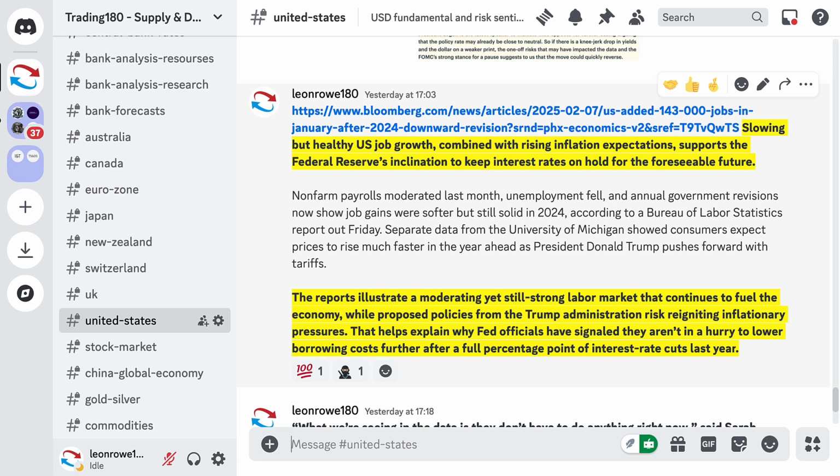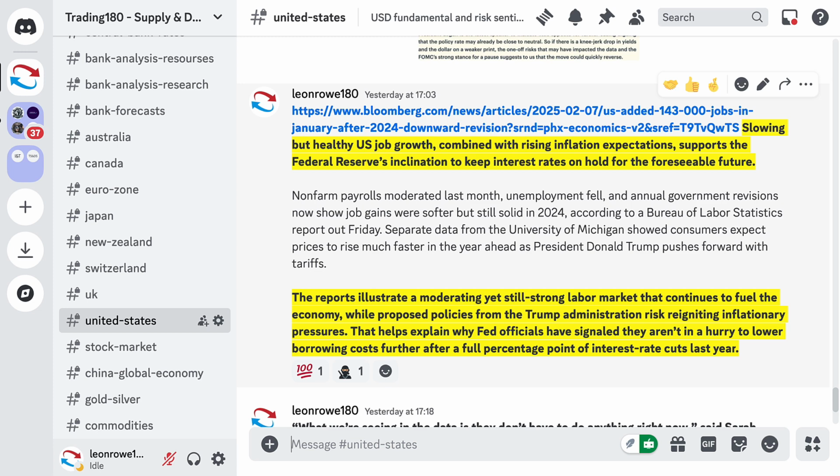So, it says here the report illustrates a moderating yet still strong labor market that continues to fuel the economy, while proposed policies from the Trump administration risk reigniting inflationary pressures. That helps explain why Fed officials have signaled they aren't in a hurry to lower borrowing costs further after a full percentage point of interest rate cuts last year.